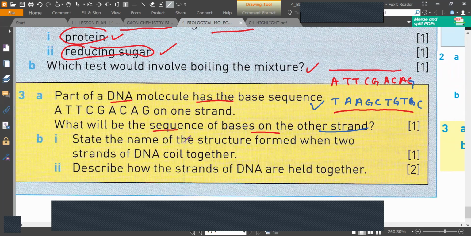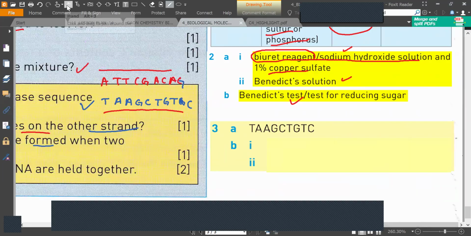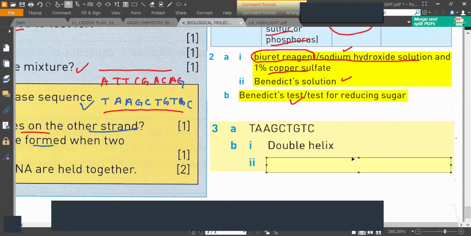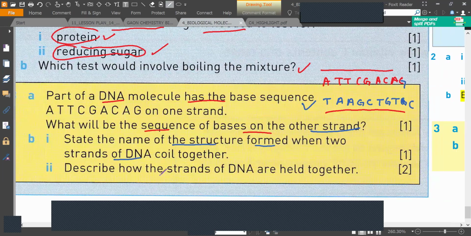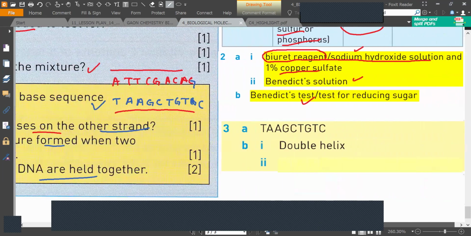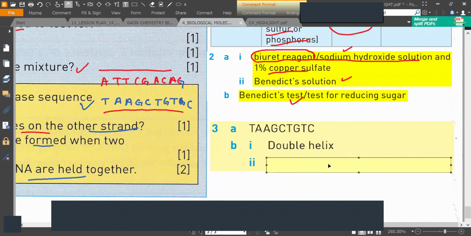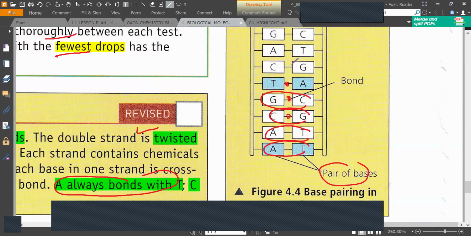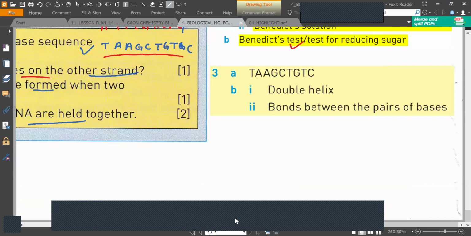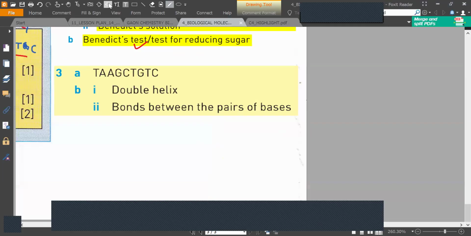State the name of the structure formed when two strands of DNA coil together. When two strands of DNA coil together, we call it a double helix. Straightforward. How are the strands of the DNA held together? They are held together because of the bonds between the pairs of bases. So we have this bond between the pair of bases that holds them together. With this we finish.